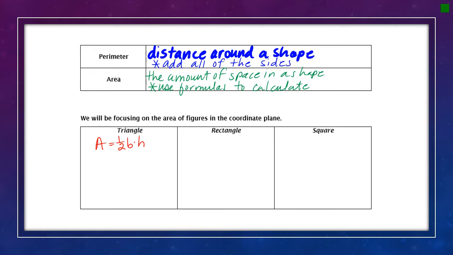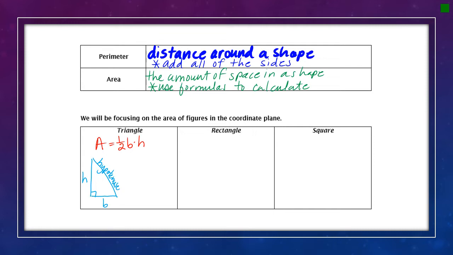So for a right triangle, your base is one of your legs, and then the height is the other leg. Remember that in a right triangle, the longest side, the one across from the right angle, is the hypotenuse. So your base and height are the other two.